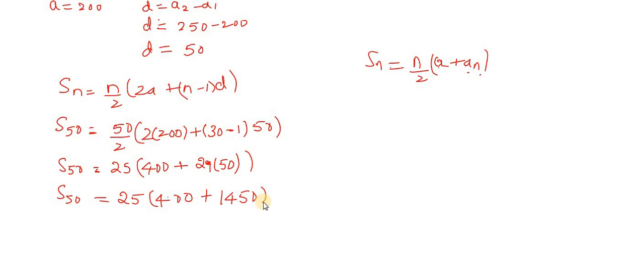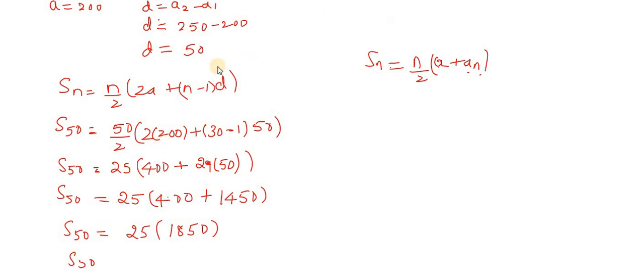So 1450 plus 400 equals 1850, which equals 25 into 400 plus 1850. So here, 1850 into 2, not 200, sorry. 1850 into 25, which is equal to... just a minute. Sorry, dear students, I made one small mistake here.